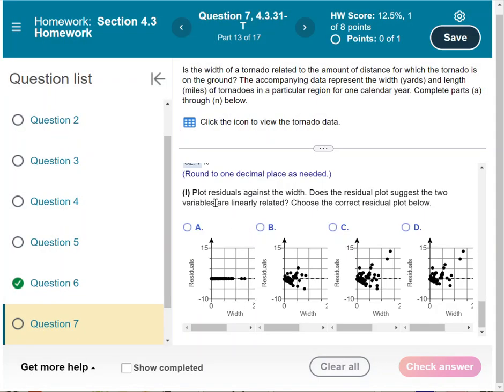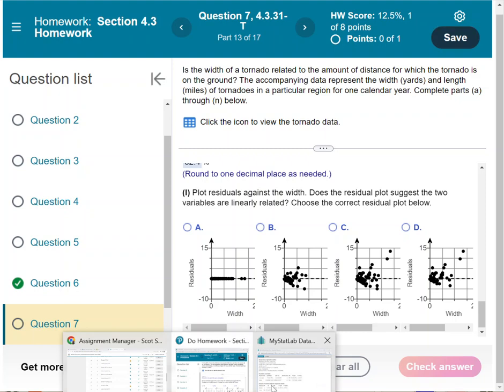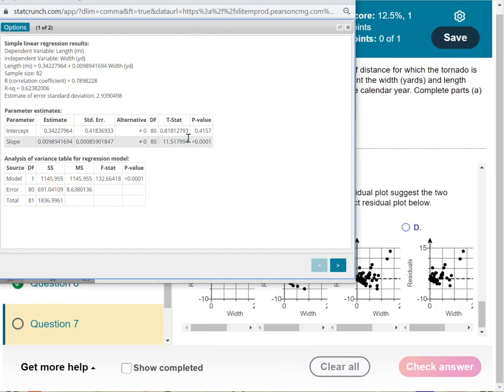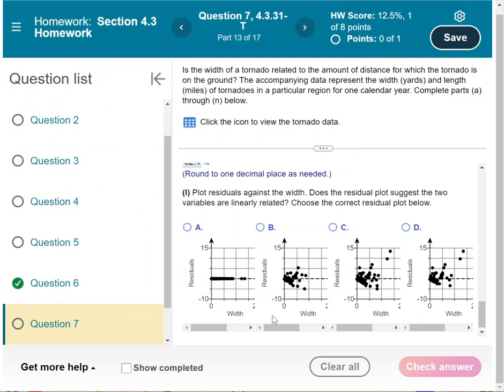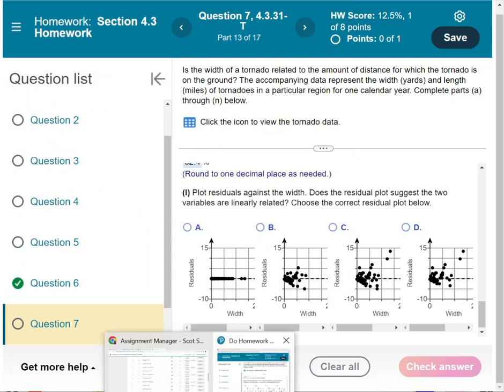Plot residuals against the width. Does the residual plot suggest the two variables are linearly related? Okay, so we want to plot the residuals. See if I can remember how to do this. Oh boy, I think I have to start all over again. It looks like I messed up.